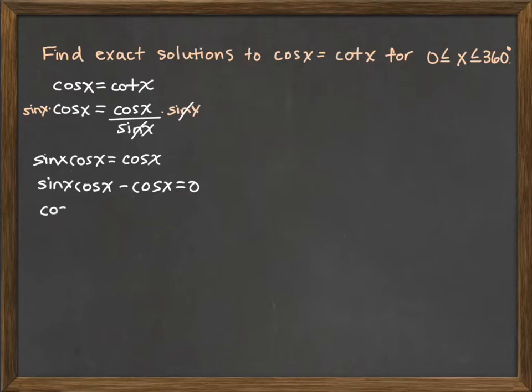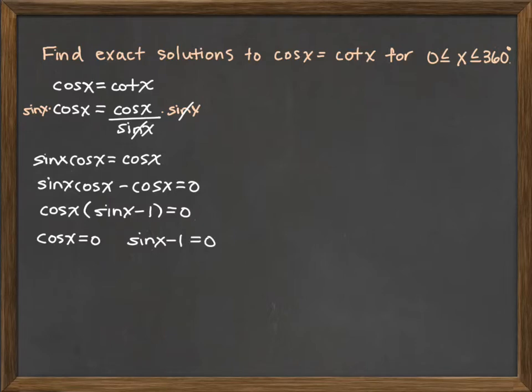So from here, I can factor out a cosine of x, and I'll get sine of x minus 1 equals 0. And the zero product property tells me that if I have two numbers or two things that multiply to give me 0, they both have to equal 0, one or both. So we get cosine of x equals 0 and sine of x minus 1 equals 0.